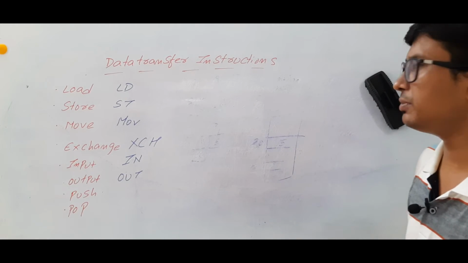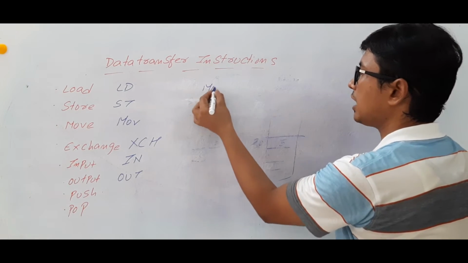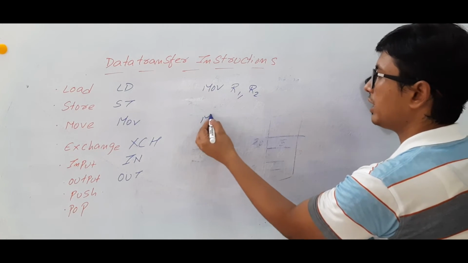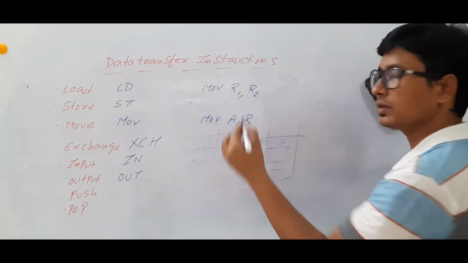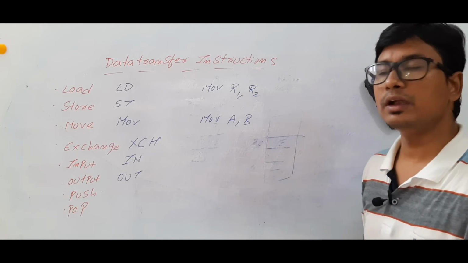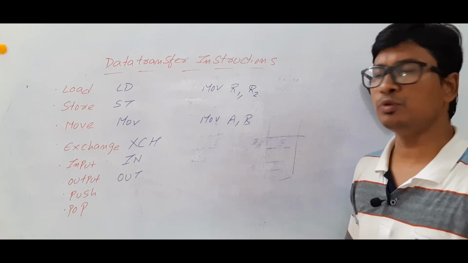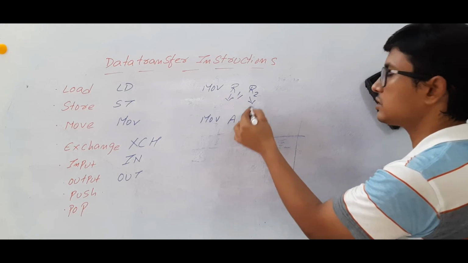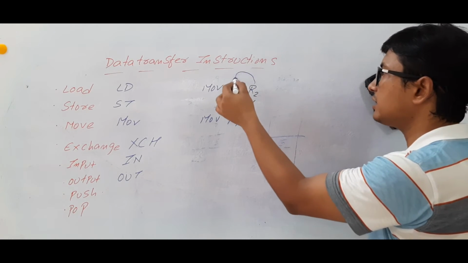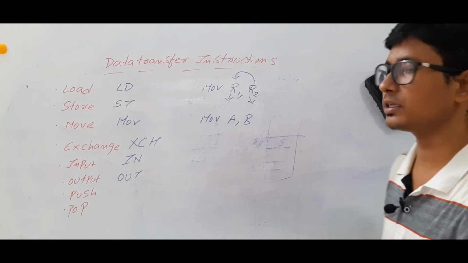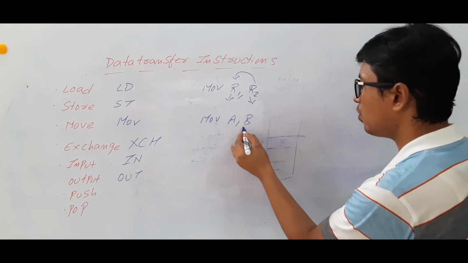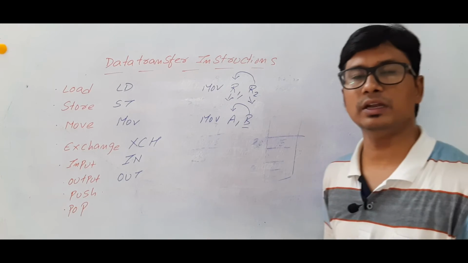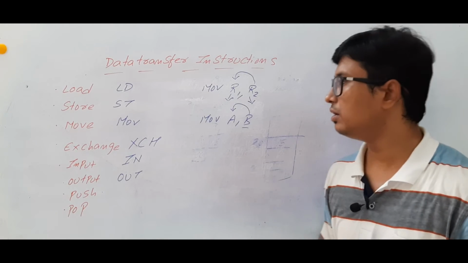Now move instruction will be useful whenever you want to transfer the content from one register to another register or from one operand to another operand. Okay, is it clear? It can be anything. Now what is the purpose of move R1 and R2? What is the destination here? Destination is R1 and source is R2. So whatever the content is there in R2 will be loaded into the register R1. Similarly here, whatever the content is there in B will be loaded into A. Is it clear? So I hope you have understood about the move instruction.